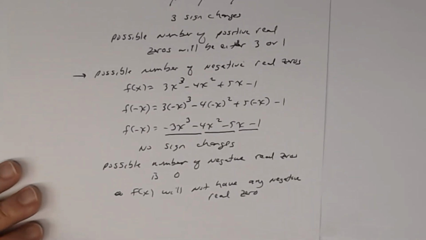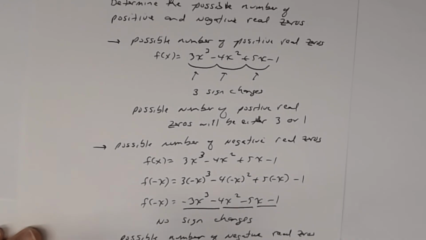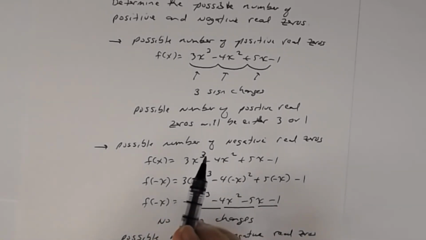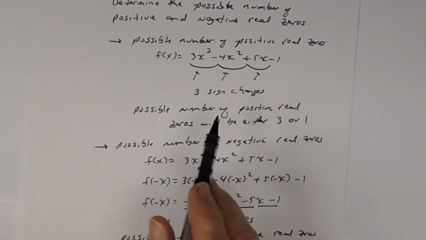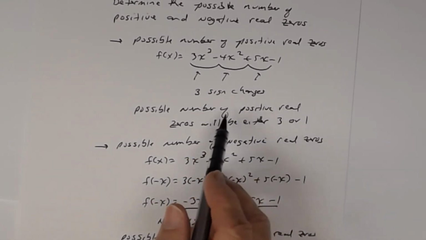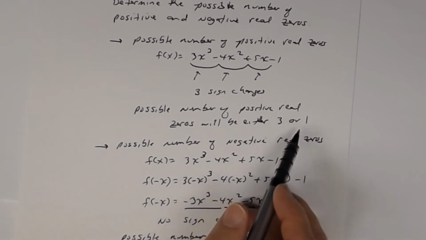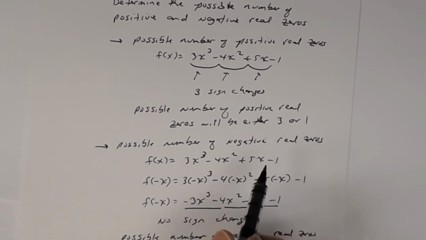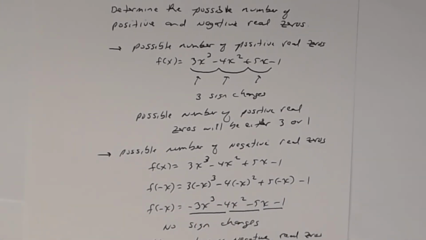Okay? Now, I want to use that same example, and I want to try and discuss with you why we subtract by 2. So remember, you had 3 sign changes, so your answer is going to be either 3 subtract 1, or 3 subtract 2, which is 1. So let's talk about that. Okay, so listen carefully.